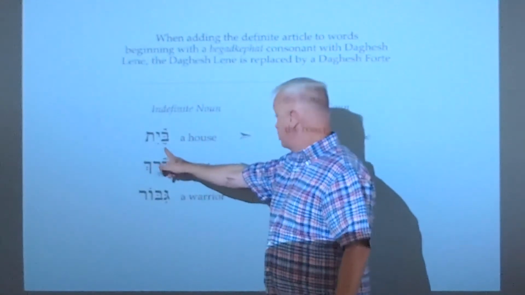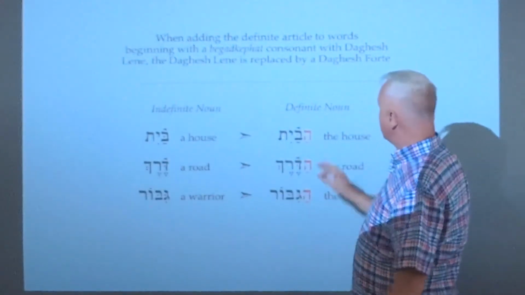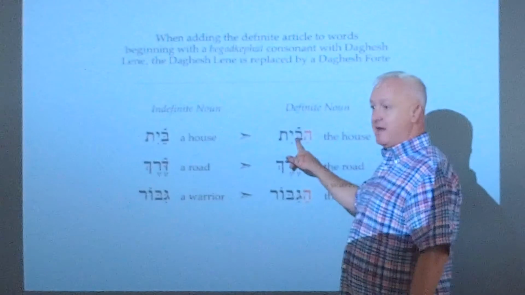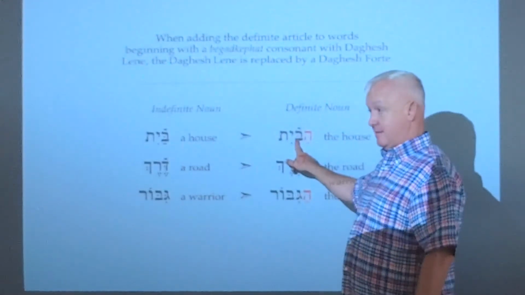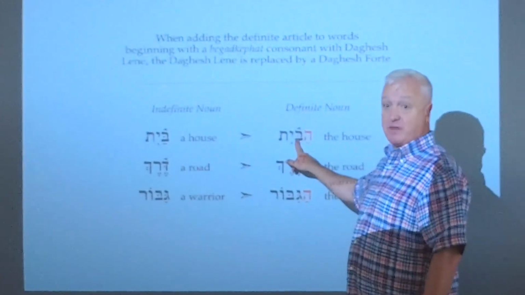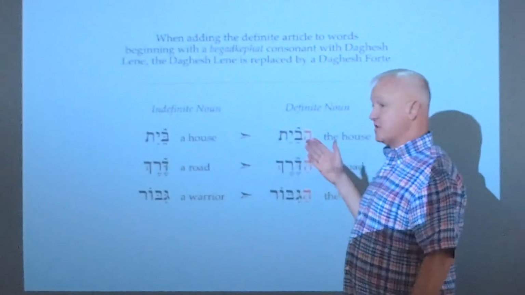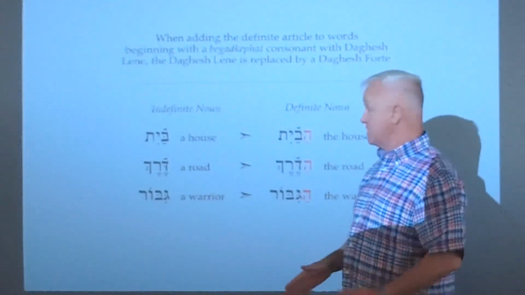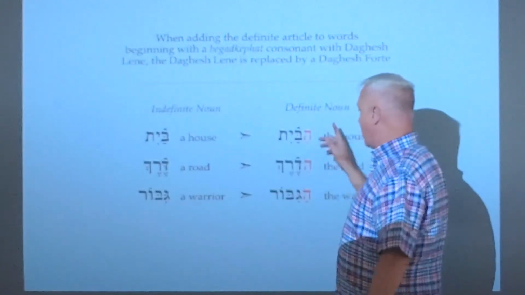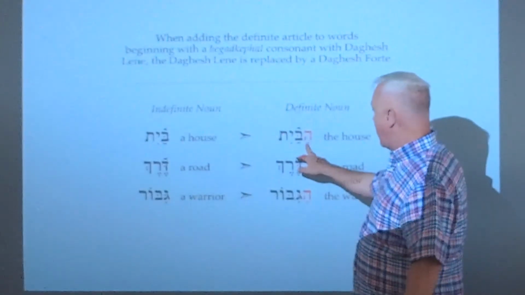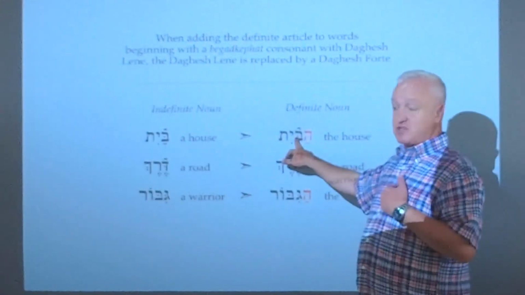Here we go. Bayit. Right. Habayit. No problem. But the Dagesh Lene has been replaced with the Dagesh Forte. Does it make a difference? Well, no. Not in terms of pronunciation, really. For syllabification, it probably does. But this is monosyllabic anyway. Habayit with the Dagesh in there. You need to know that's the Dagesh Forte.